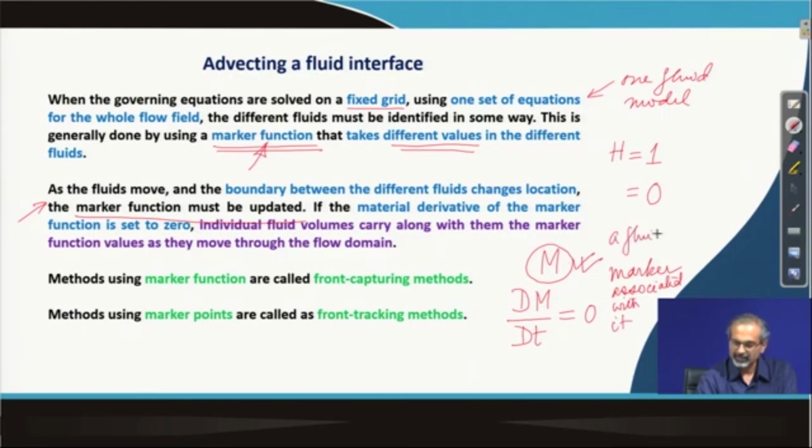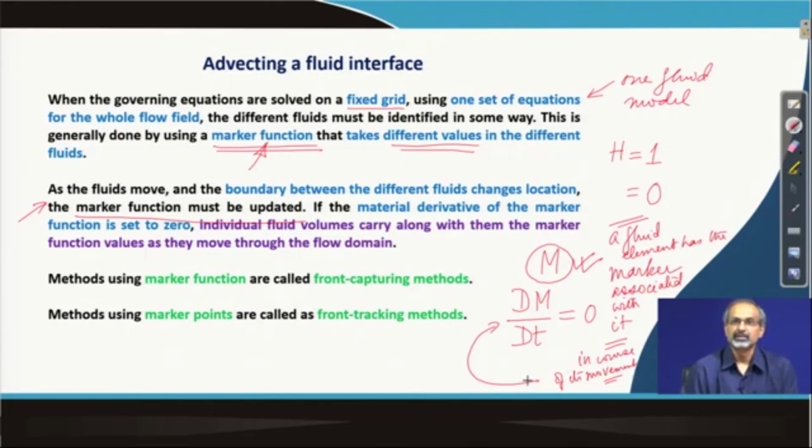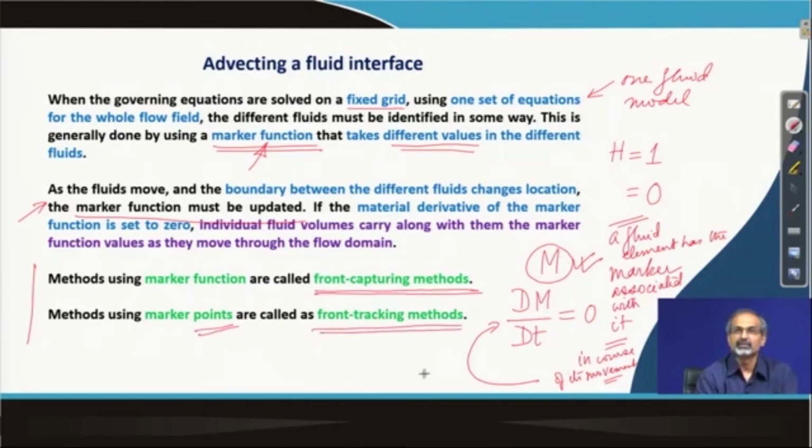So, a fluid element has the marker associated with it in course of its movement. That is something we have to always keep in mind, and mathematically it is represented through the material derivative equal to 0 condition. Now, when methods are used where marker functions are deployed, we say that we are using so called front capturing methods, and when we use marker points, then we have front tracking methods.